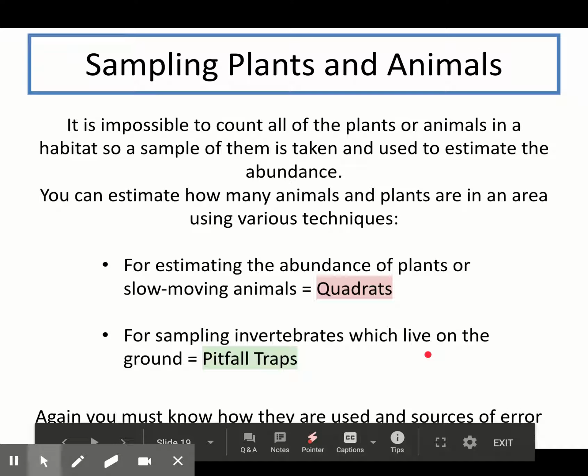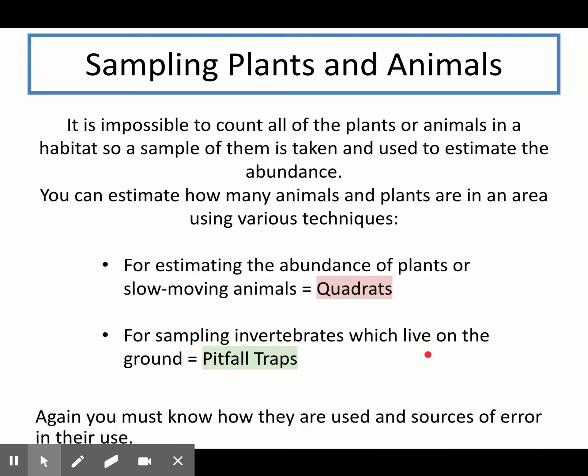Okay, so we've talked about how to measure abiotic factors in an environment. Now we're going to talk about sampling plants and animals themselves. It is impossible to count all of the plants or animals in a habitat. You're not going to be able to count every single blade of grass, every single animal, bird, insect in that area. So what we do is we take a sample of them and we use this to estimate the abundance, so the total number of them.